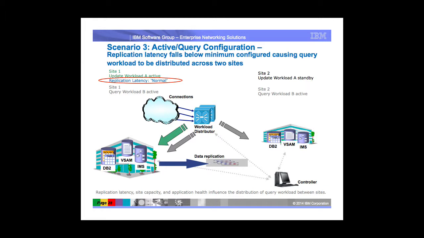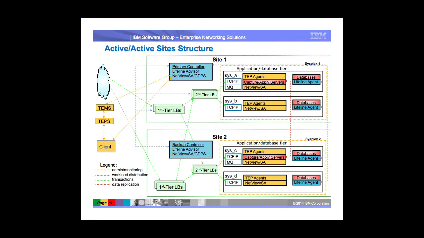So that is active query. On page 29, we start looking at the physical architecture of the solution. So you can have your first tier and your second tier load balancers. First tier load balancers are going to be deciding what site to go to. Second tier load balancers are going to be routing traffic within that site.